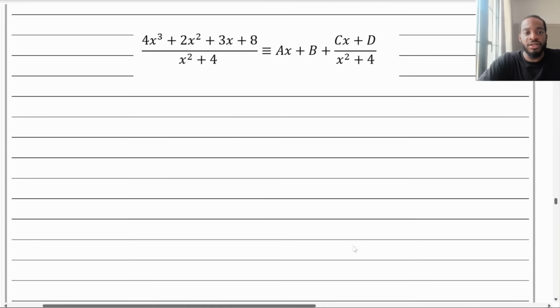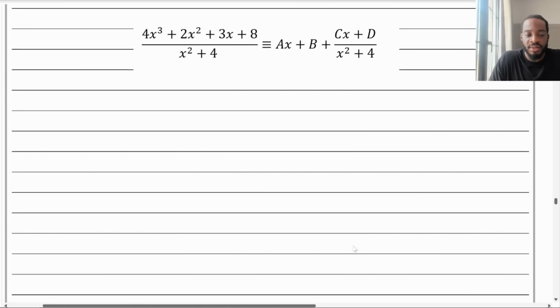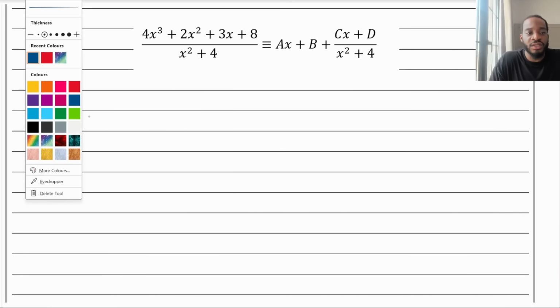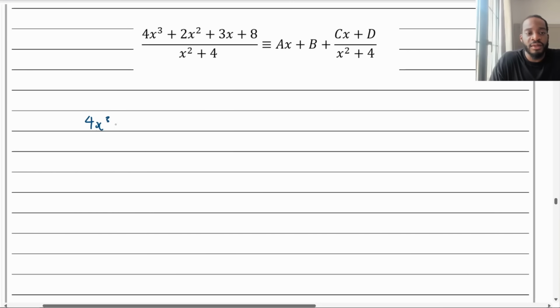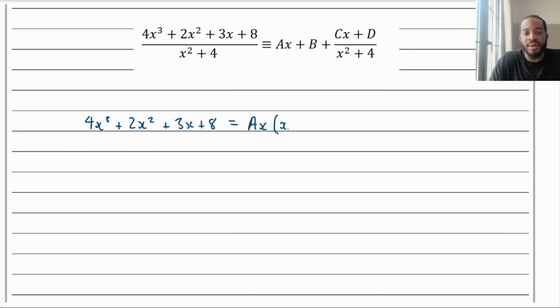So I've got it summarized here. The first thing I'll do is multiply by x squared plus 4 on both sides. That will give me, on the left-hand side, just the numerator. So 4x cubed, you know what? Let me change the ink actually, to a little bit of a thinner ink. So it's going to be 4x cubed plus 2x squared plus 3x plus 8. And this will equal, if I multiply both sides by that, ax multiplied by x squared plus 4, and then b multiplied by x squared plus 4, and then I'll just have the cx plus d, wouldn't I?